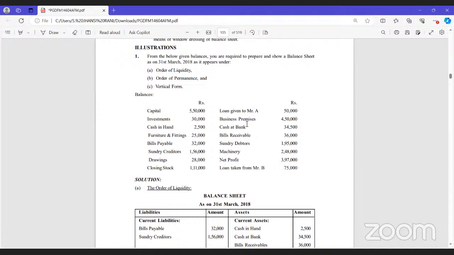And if you look here, capital is a liability, investments is an asset, cash in hand is also an asset, furniture and fittings is also an asset, bills payable is a liability, sundry creditors is a liability, drawings we will deduct from capital, closing stock is an asset, loan given to Mr. A, it means we have given a loan, so it is an asset to us. Business premises is an asset. Cash at bank is also an asset. Bills receivable is also an asset. Sundry debtors is also an asset. Machinery is also an asset. Net profit we will add to the capital, and loan taken from B, we have taken a loan, so it is a liability.